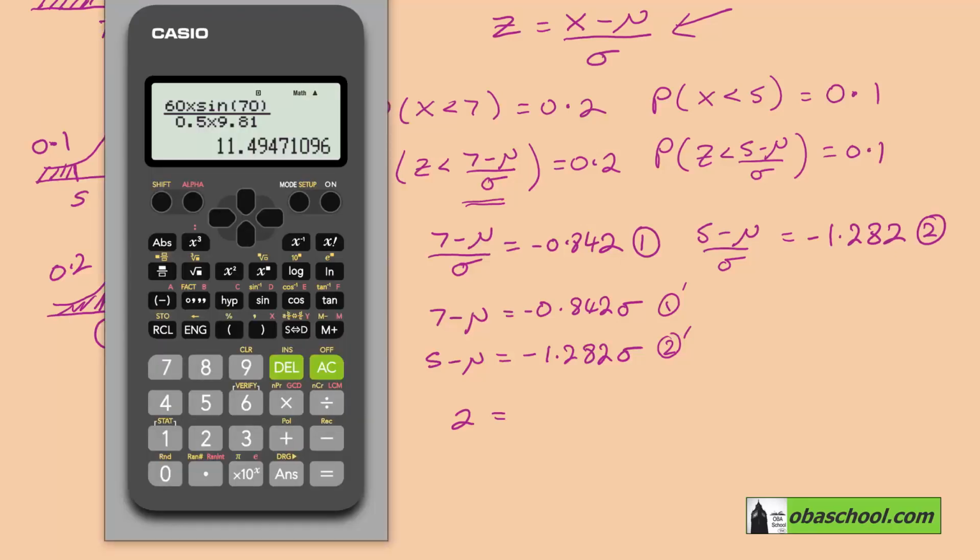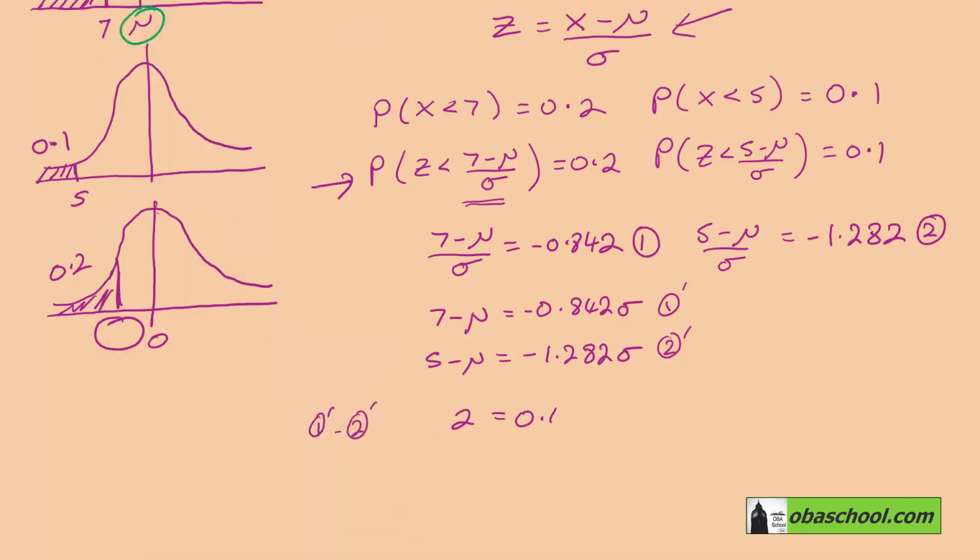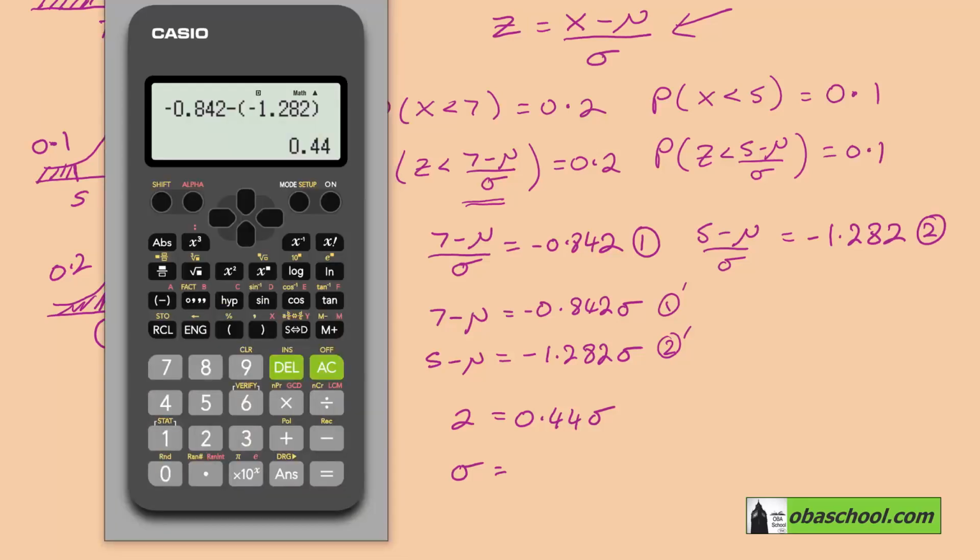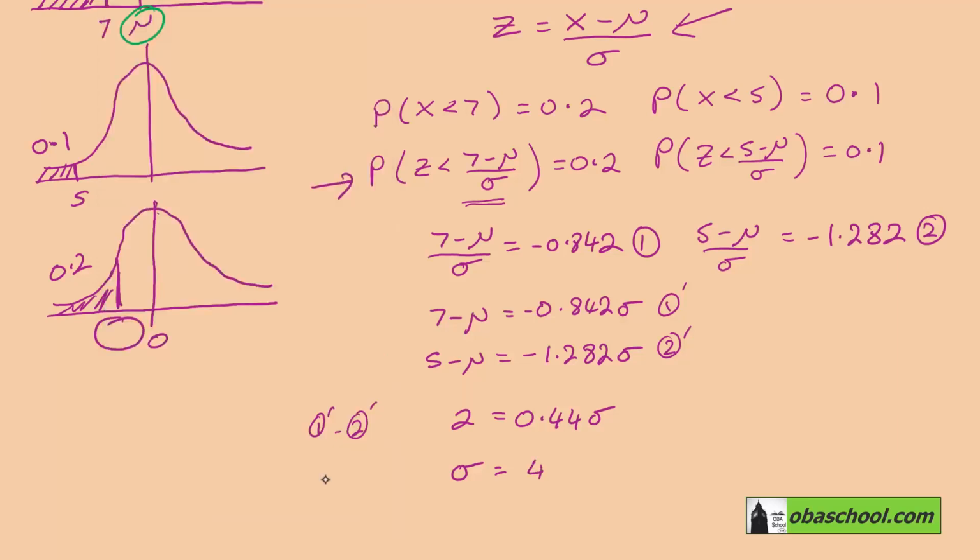And then I need to do negative 0.842 take away negative 1.282. That gives me 0.44. And so my sigma is going to be 2 divided by 0.44, which is 4.55, correct to 2 decimal places.